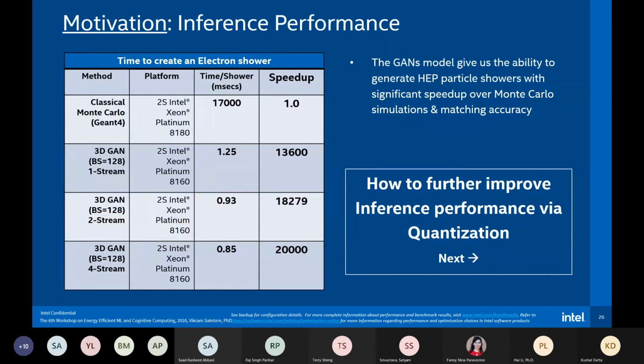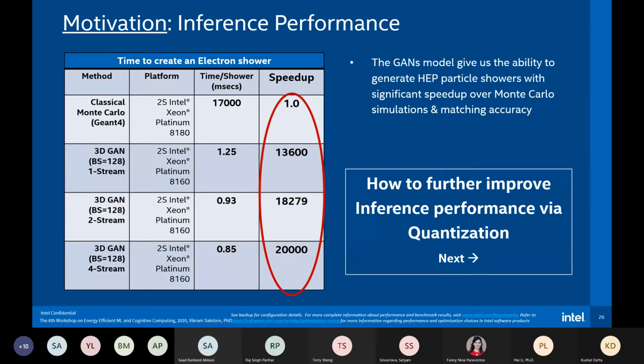So the motivation, as I said, was inference. In 2018 or 2019, on an older generation, it took about 1700 milliseconds per shower. Running this inference to generate data today takes 0.85 milliseconds, or 850 microseconds. So you can see the speedup is about 20,000x.